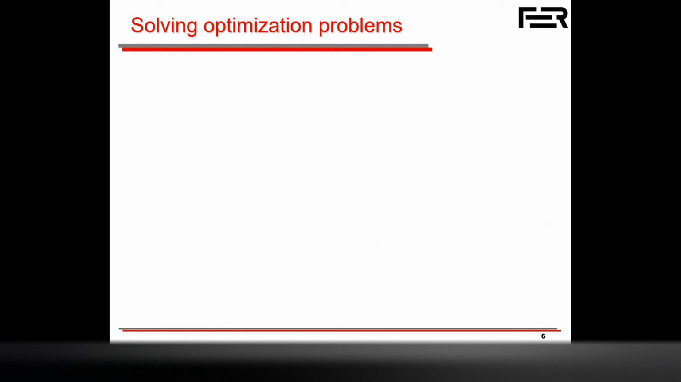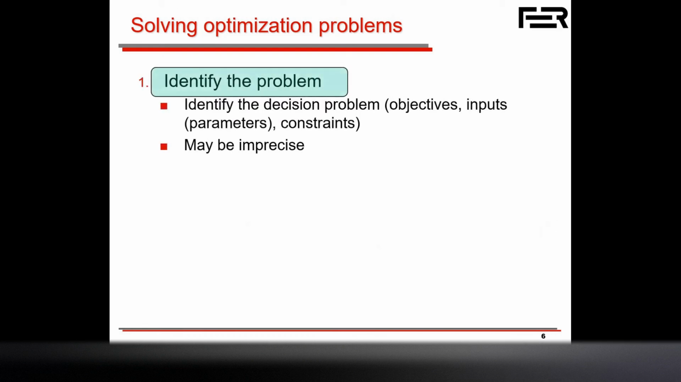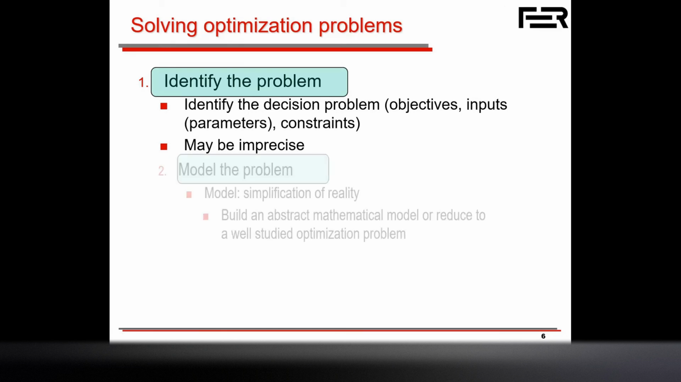Okay. So, like I said, we start with identifying the problem. Here, the main thing is to identify what the objective is, what the input parameters are, what the constraints are. It may be imprecise depending on how much information we know, whether there are some stochastic components or some uncertainty in the input parameters, or whether everything is static.